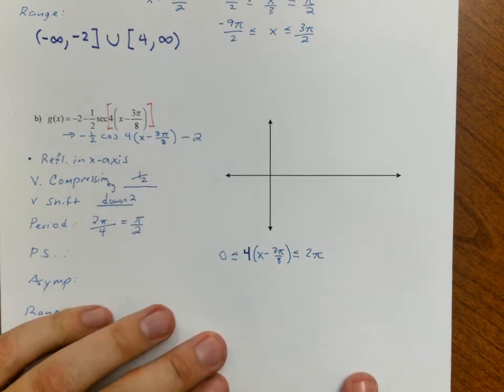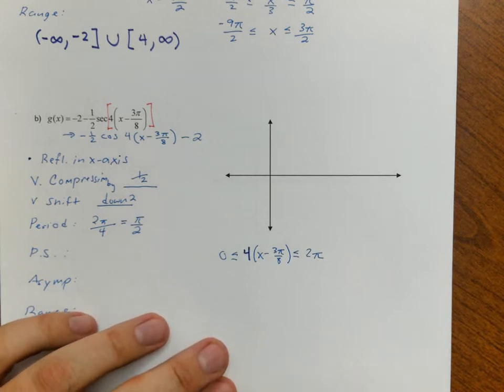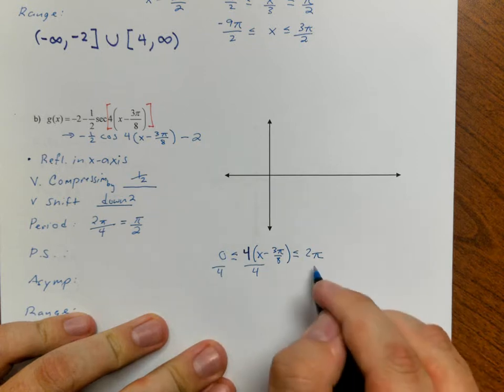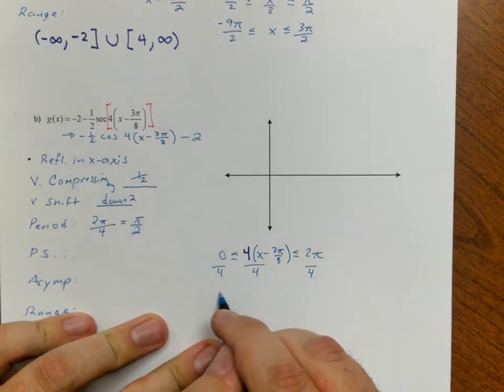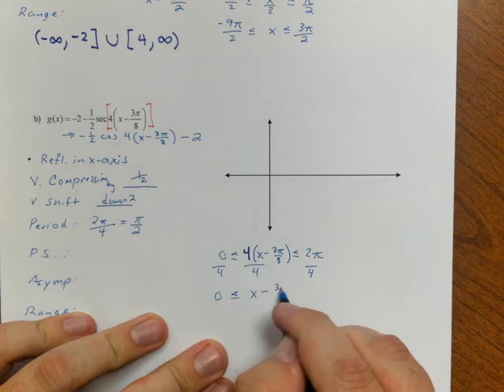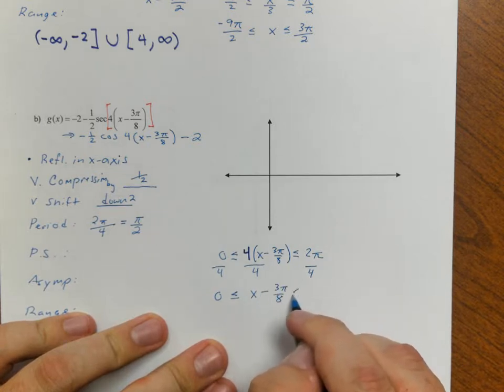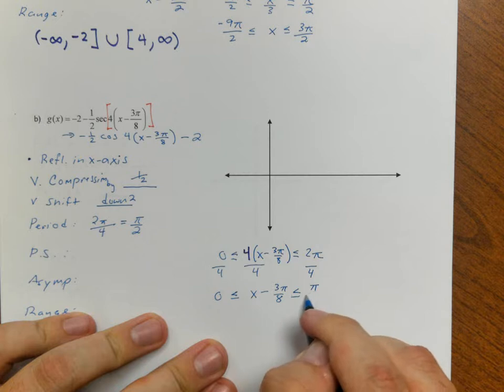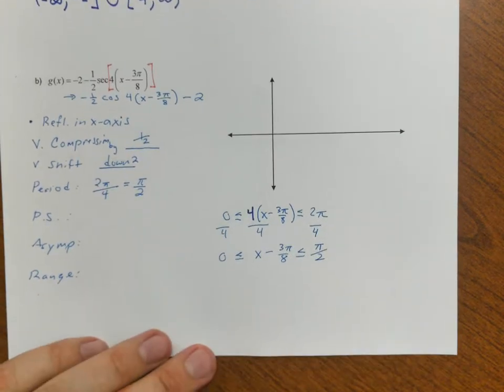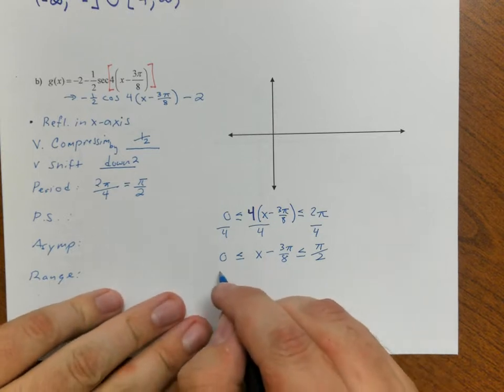You're welcome to distribute. It'll work out just fine if you do that. But it's also fairly simple to divide everything by 4 as you begin. If I do that, I will have 0 is less than or equal to x minus 3 pi over 8, which is less than or equal to pi over 2. From there, I want to add 3 pi over 8 to all 3 parts.